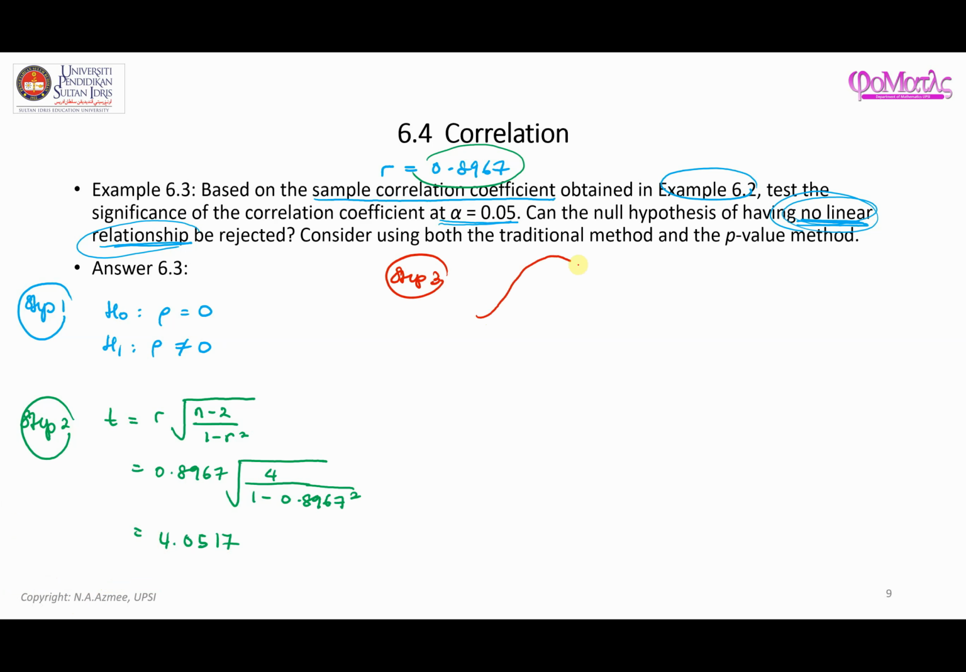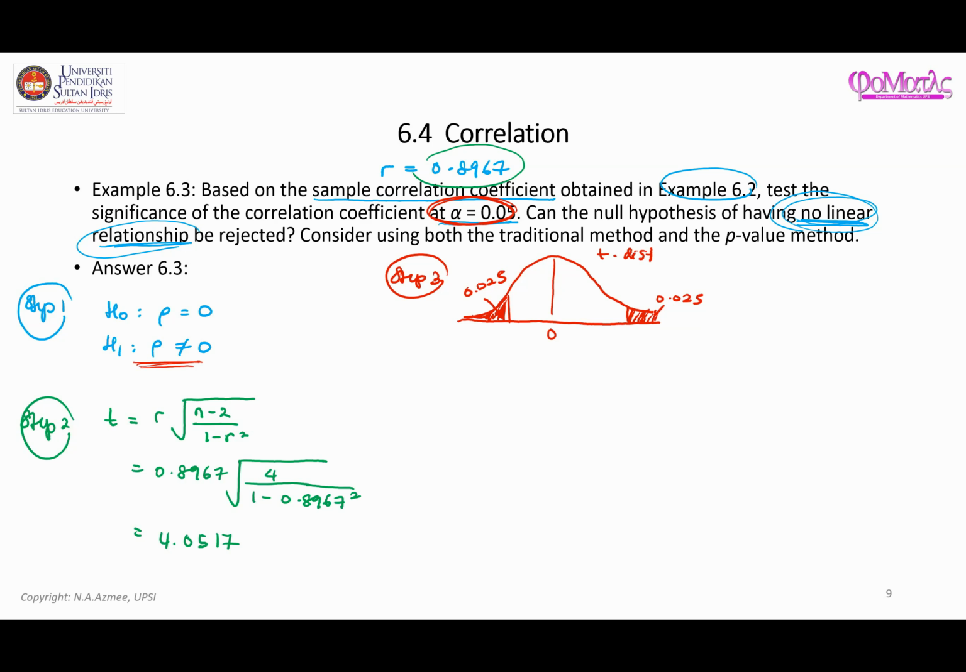Now the third step is to come up with the critical region or critical values. Here is the t distribution curve. This is a symmetric curve, centered at 0, and since this is a two-sided test, the critical region is 0.05 divided by 2, and we have it at both ends. So here is 0.025, and similarly here is also 0.025.